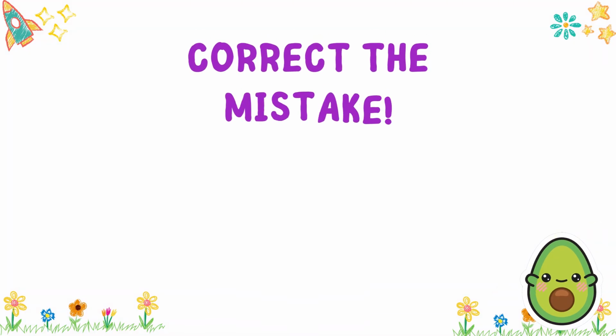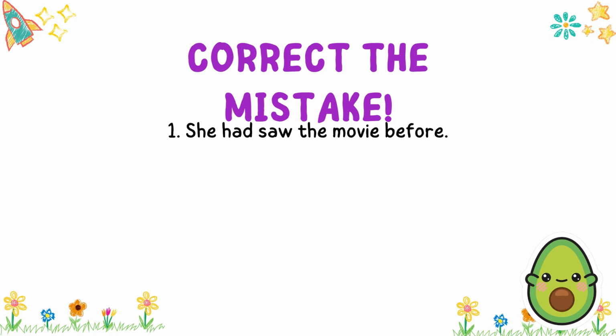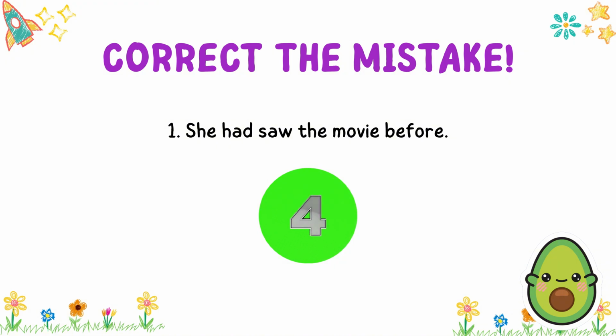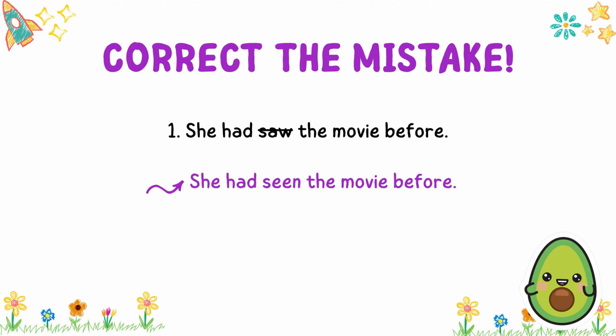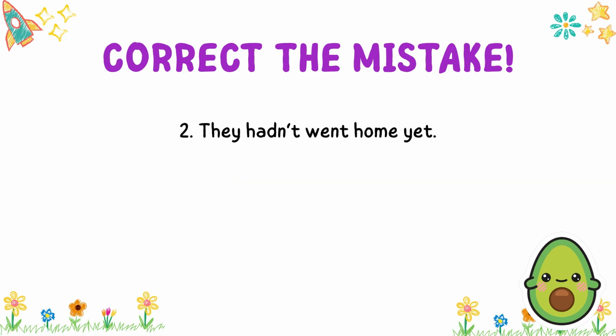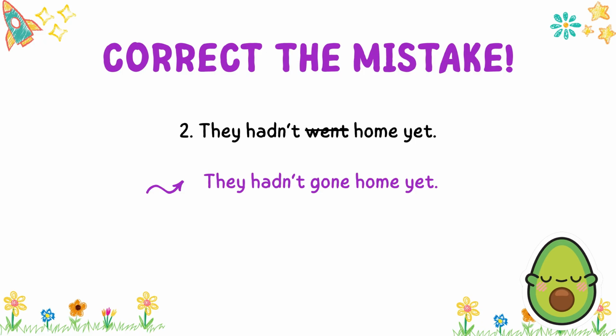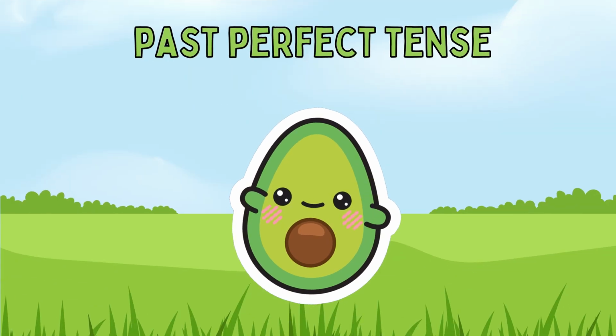Correct the mistake. 1. She had saw the movie before. She had seen the movie before. 2. They hadn't went home yet. They hadn't gone home yet. Perfect. You're doing amazing.